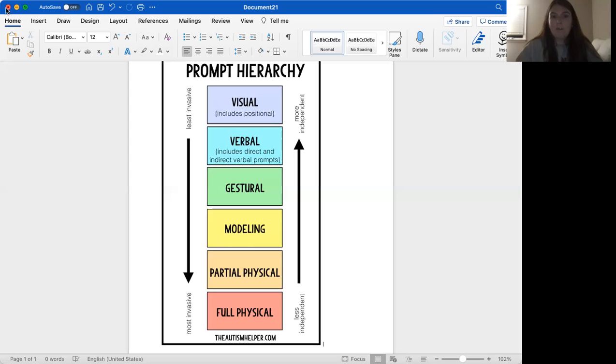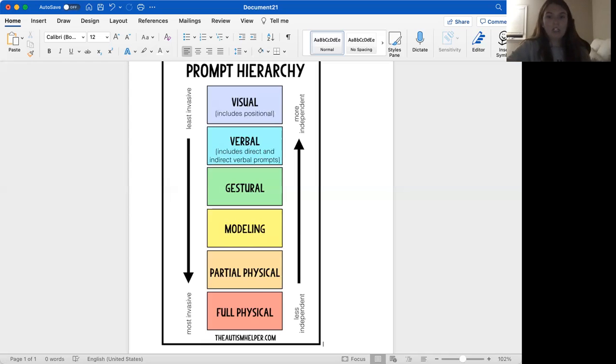Modeling is me simply doing it myself. Picture these as index cards. Once again, I'd be like, match, these are pens, and then I would have the client model me. That would be model prompting. So I would be like, match, and I would want them to reenact or copy exactly what I'm doing.